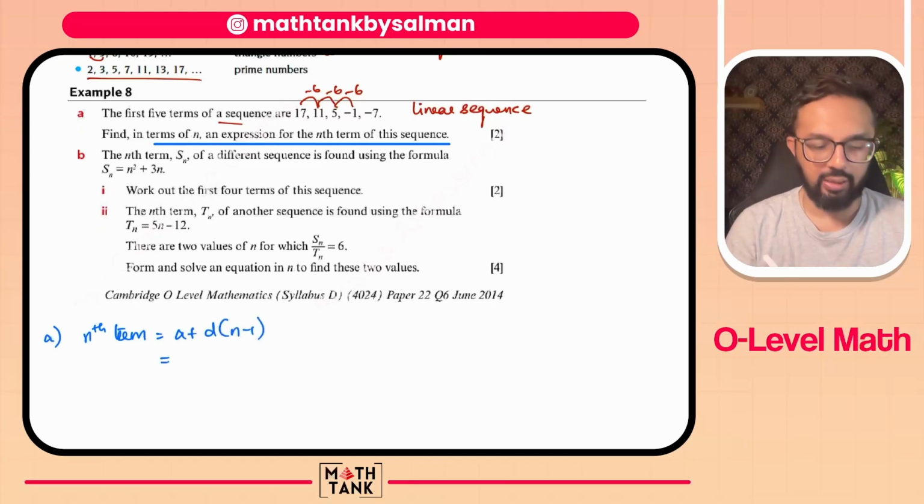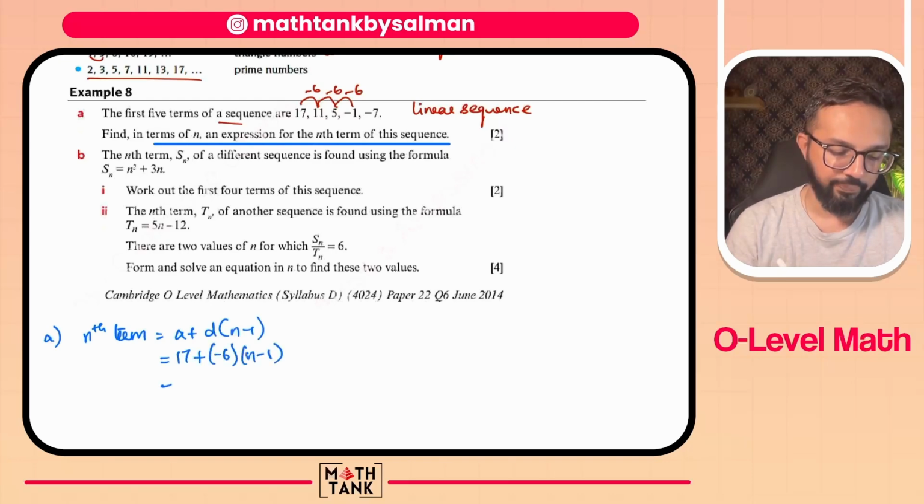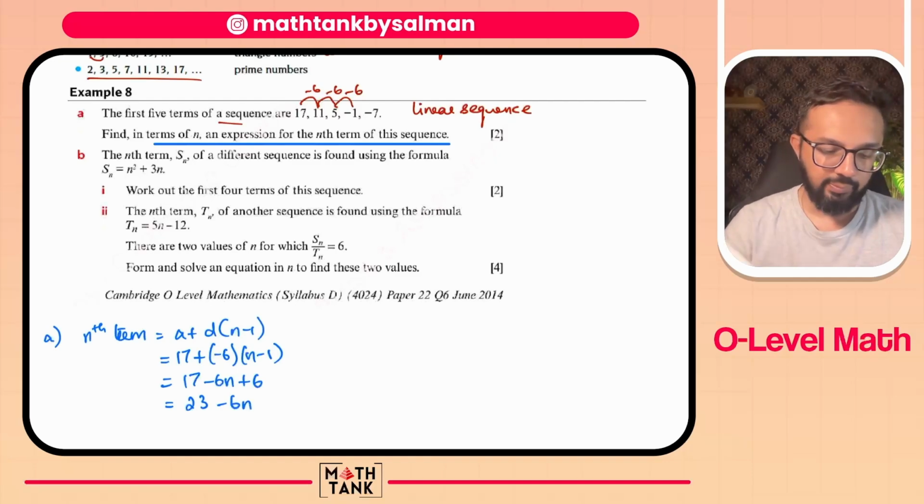Here a is the first term, 17. The common difference is -6, so we have n minus 1. So that's 17 minus 6n plus 6. So we have 23 minus 6n. Okay, then let's go to part B.